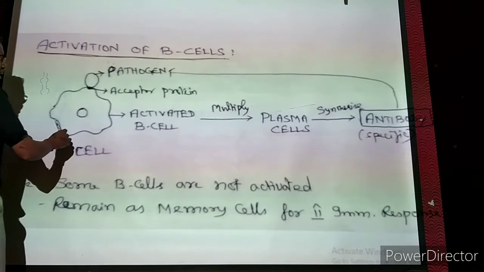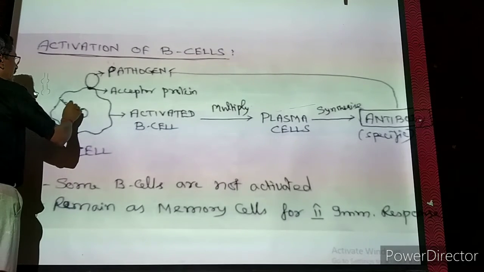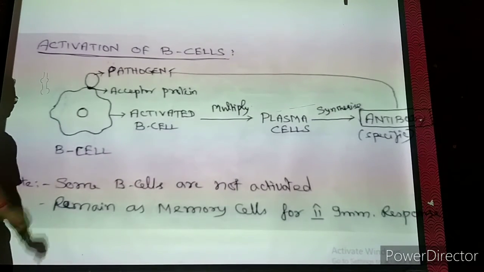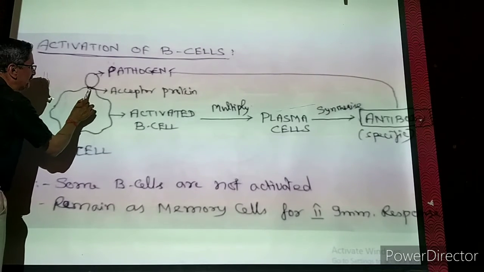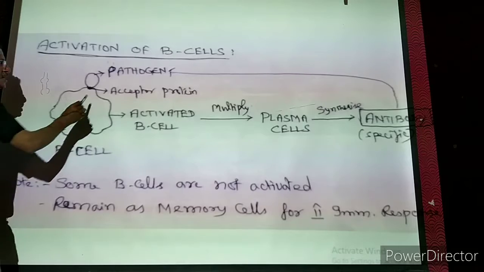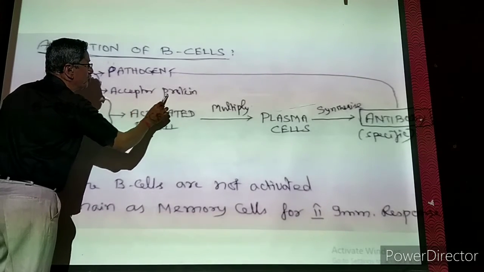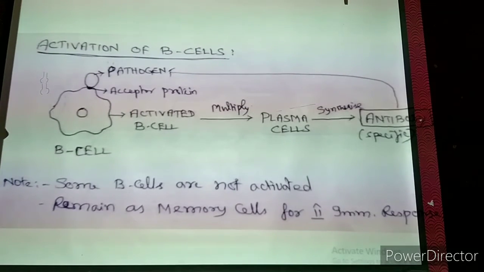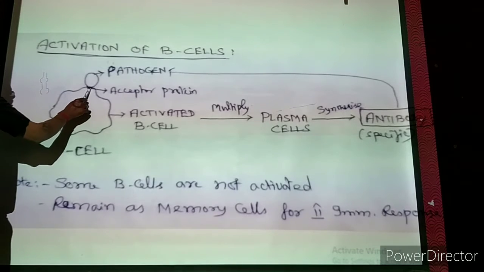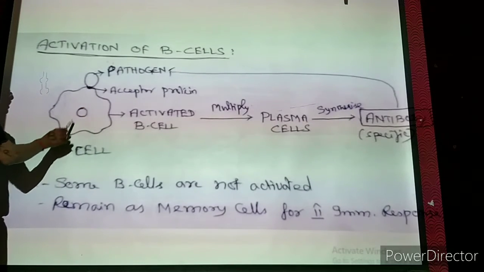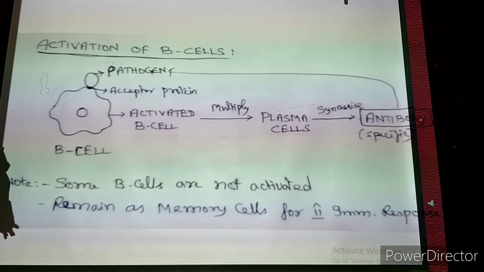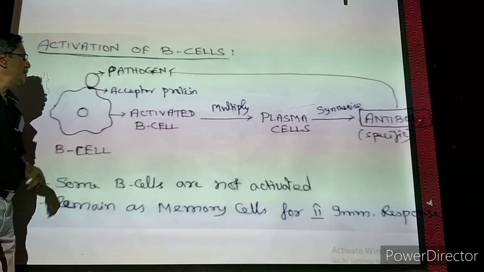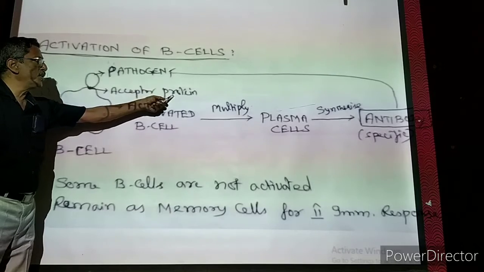Now this is the B cell, the B lymphocyte. On the outer surface, it has one small region. It is called the acceptor protein. It is a special protein. Don't think that it is present in only one place; it will be in many places. So the special protein is scattered over the outer surface of the B cell. It is called the acceptor protein.